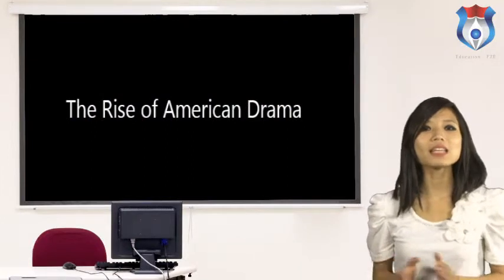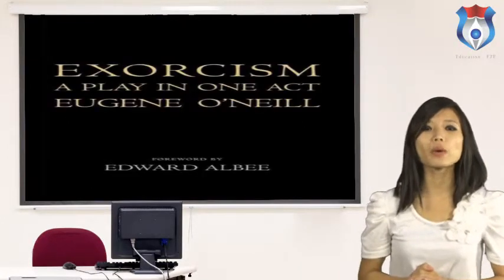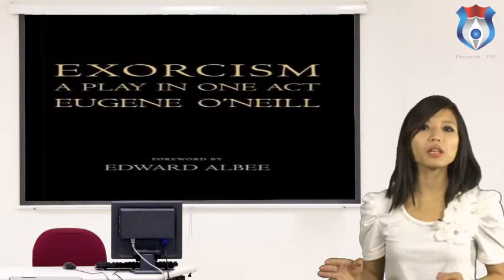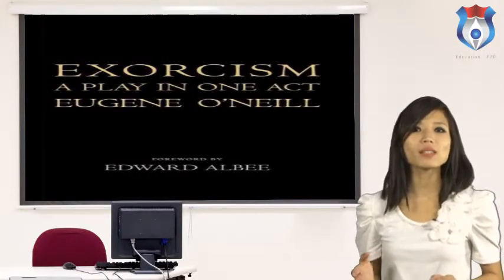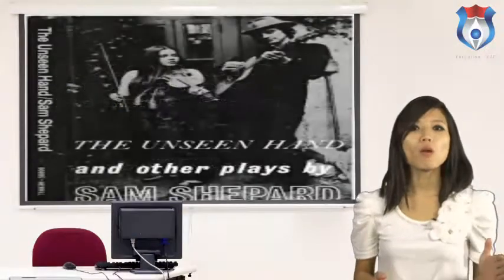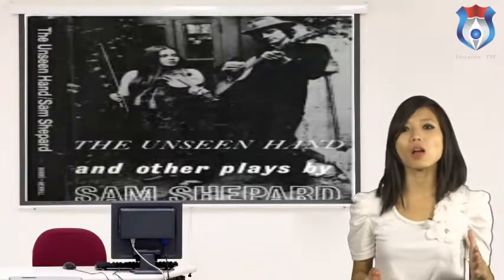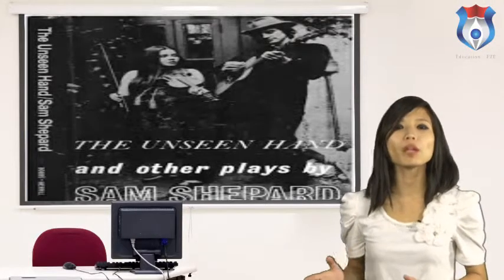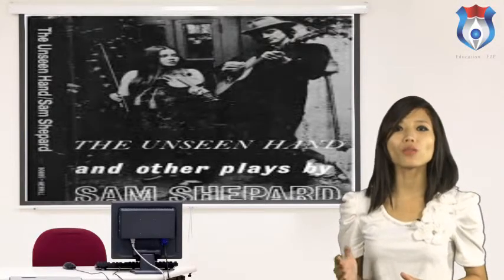American drama attained international status in the 1920s and the 1930s with the work of Eugene O'Neill, who won 3 Pulitzer Prizes and a Nobel Prize. Tennessee Williams, Arthur Miller, Sam Shepard and August Wilson are some playwrights who are well acknowledged for their works.